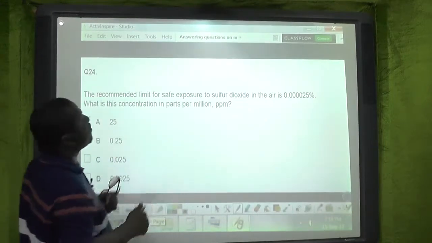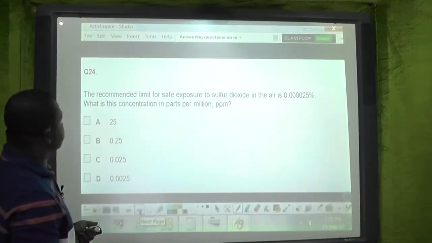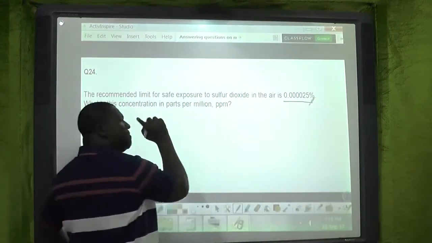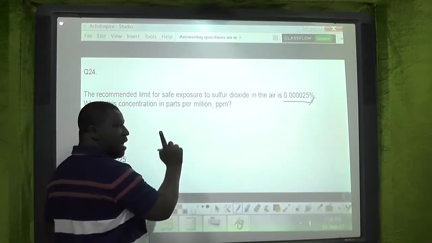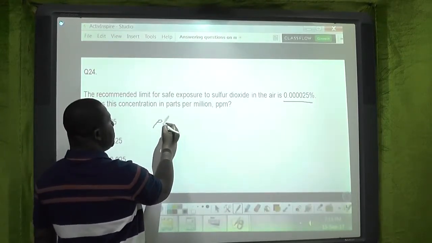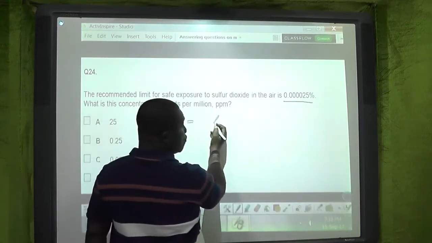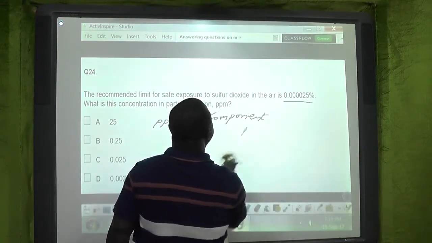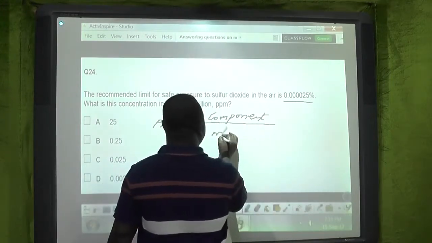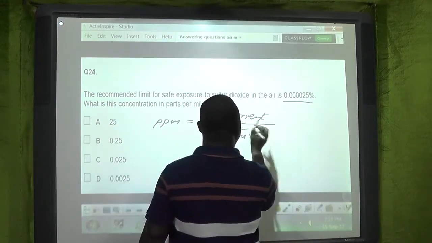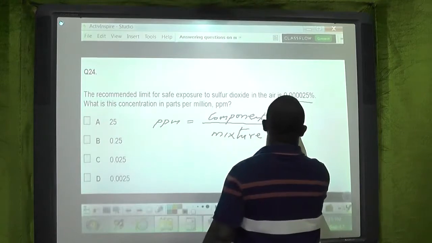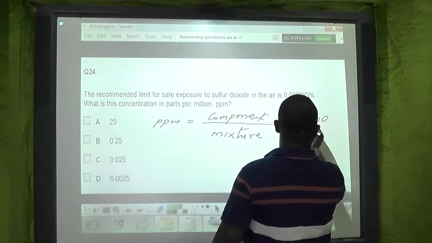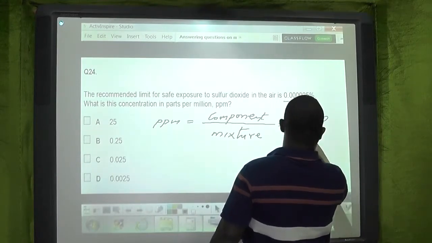The recommended limit of safe exposure to sulfur dioxide in air is this percent. What is the concentration in parts per million? Let me first write that. Remember, parts per million, you have a formula, ppm. ppm equals the component you are talking about divided by the mixture, that is mass of component by mass of mixture, or volume of component by volume of mixture, multiplied by 1 million. So the answer will be in ppm.